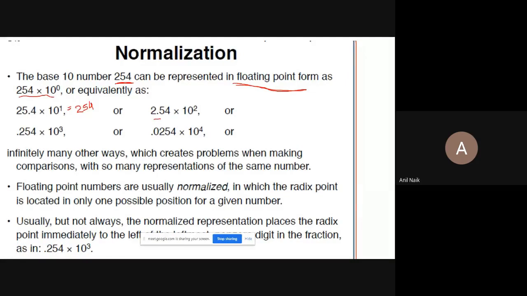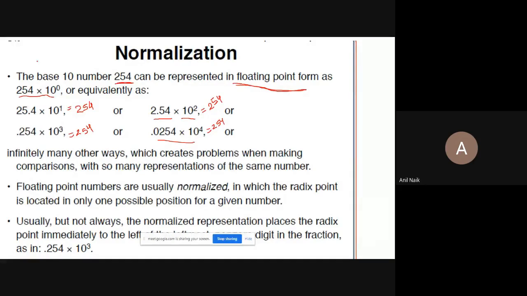So here 2.54 into 10 raised to 2, there is no change. What is the result? 2.54 into 100, the value is 254. Then 0.254 into 10 raised to 3. We are shifting the decimal point to the left. This is also 254. Then 0.0254 into 10,000 is also equivalent to 254.